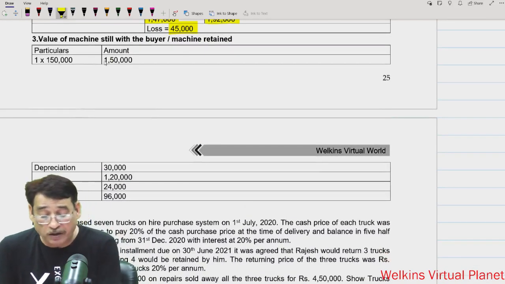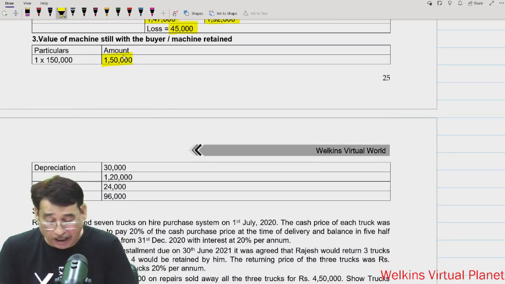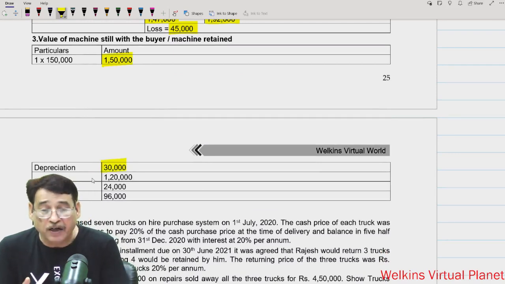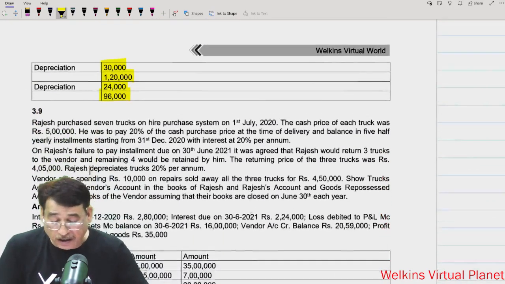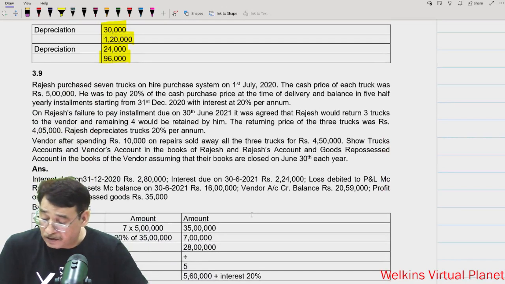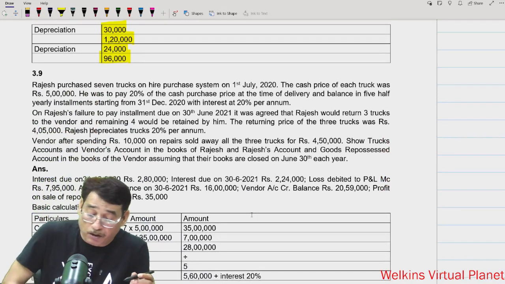And one machine is still with the buyer. The buyer will apply his rate, correct? And his rate is 20%, so 30,000. Balance 1,20,000 less 24,000. So finally, we can say that the balance is actually 96,000. Is it clear to you or not?